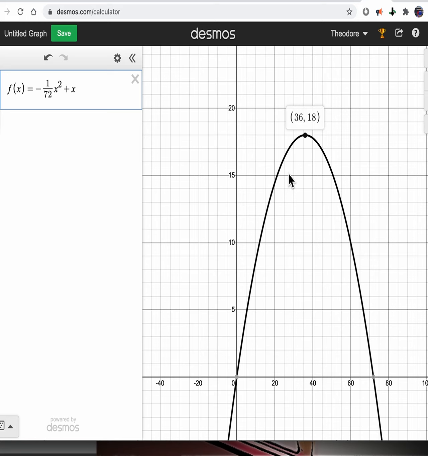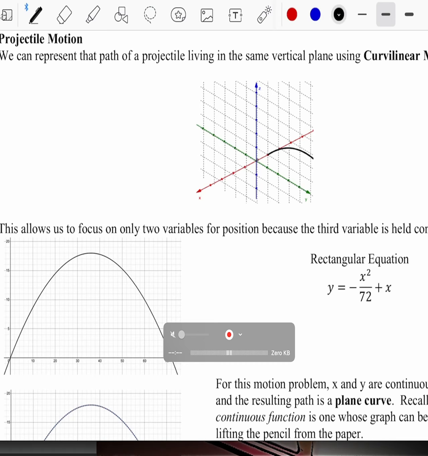Right? Is this like an hour later? Is it like a second later? What are we talking about? Right? That's where parametrics come into play.